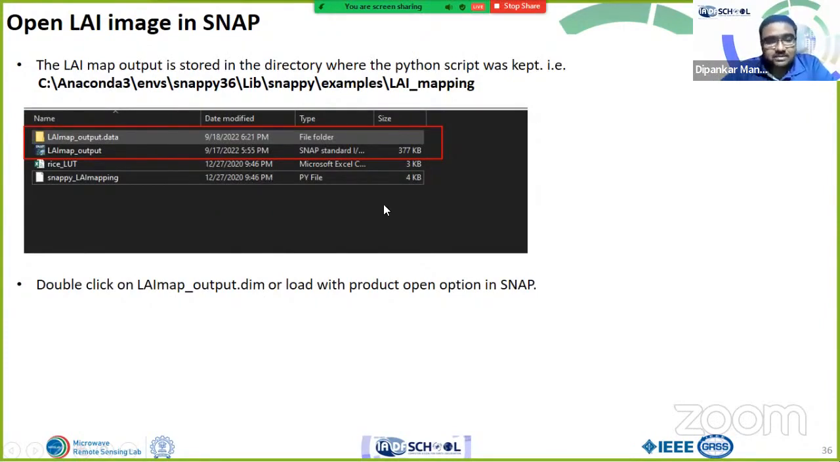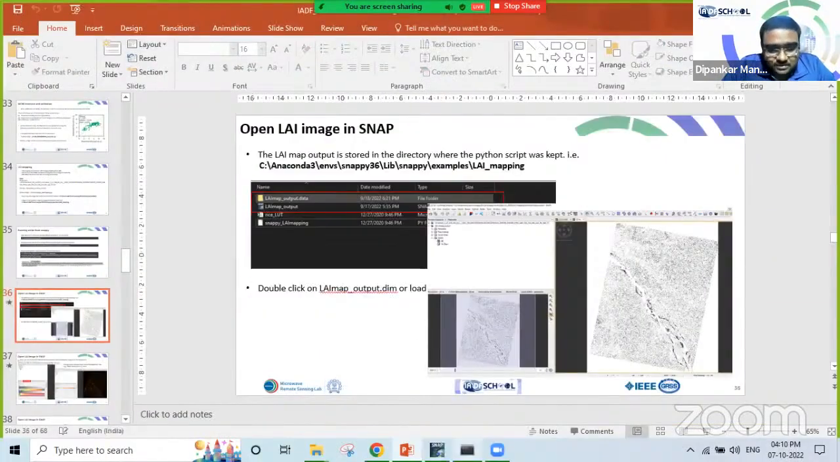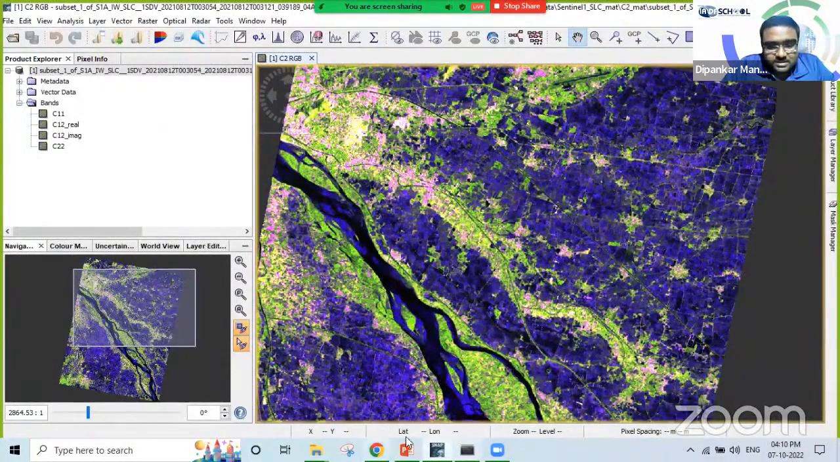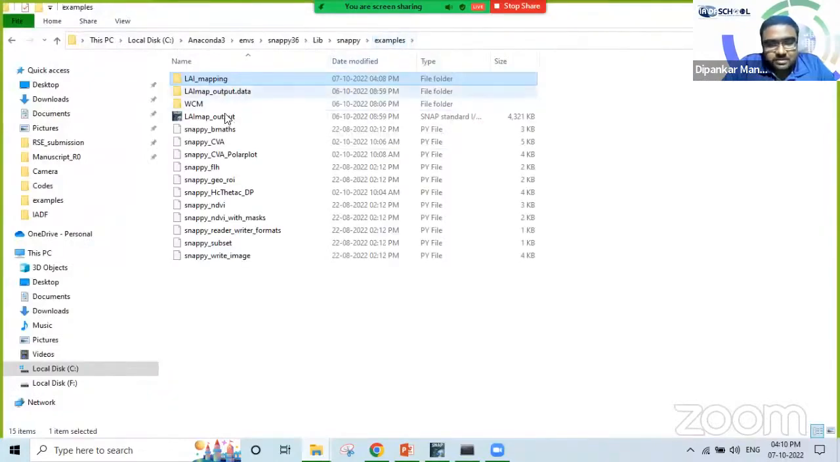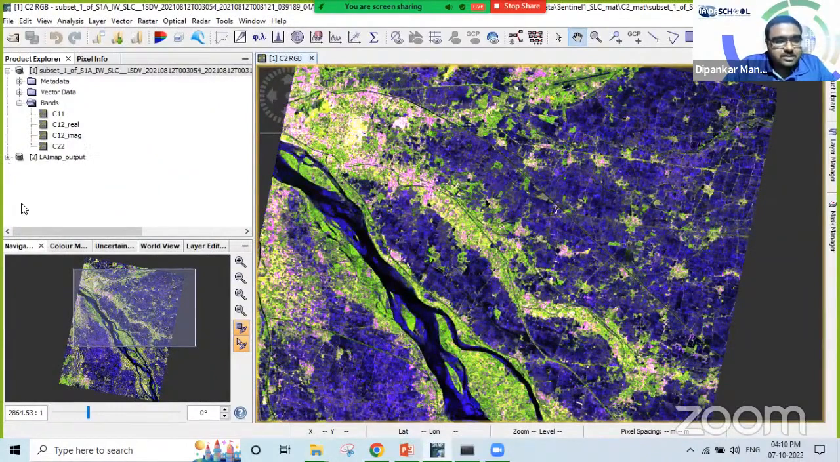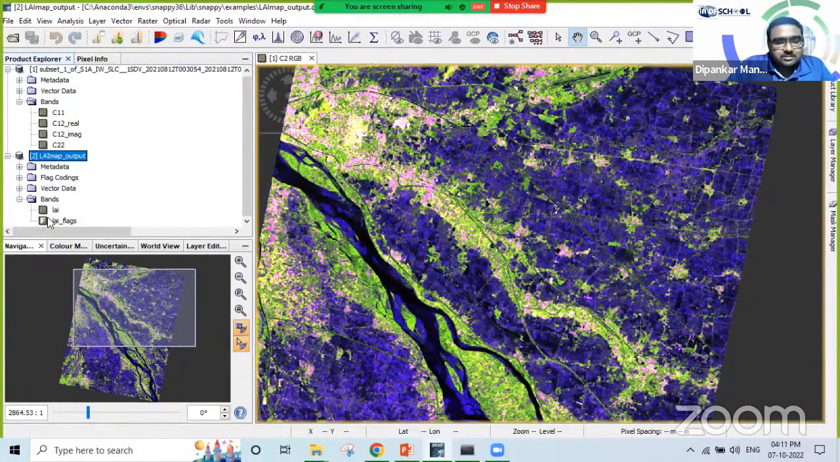If we open that LAI map, it will open up in the SNAP platform. Let's open that image here, which is already generated by the script. Simply drag and drop that image over here. You can see in this LAI map output there are two bands. One is LAI, and the other is the LAI flag, which shows where LAI is more than some particular threshold value.